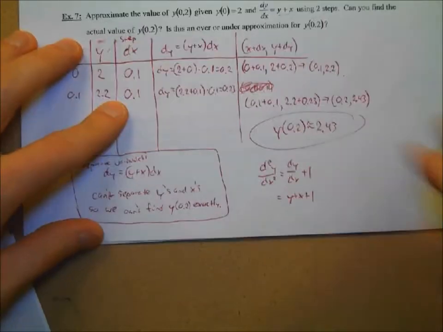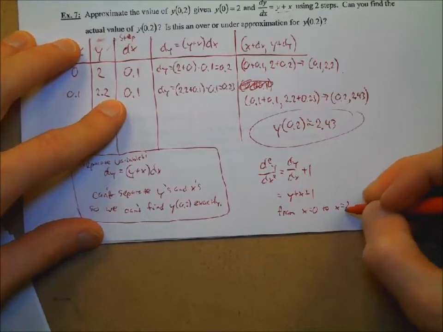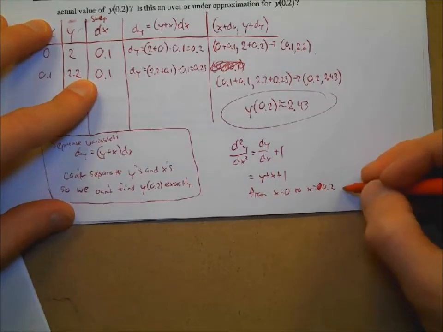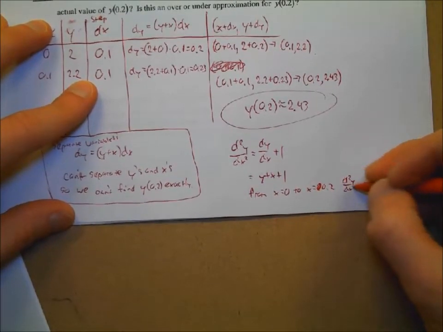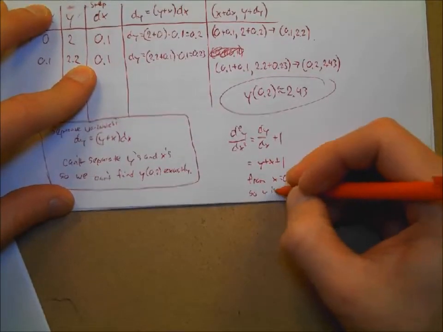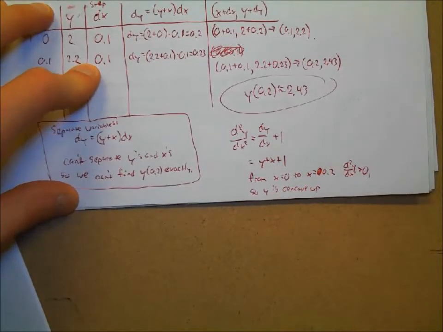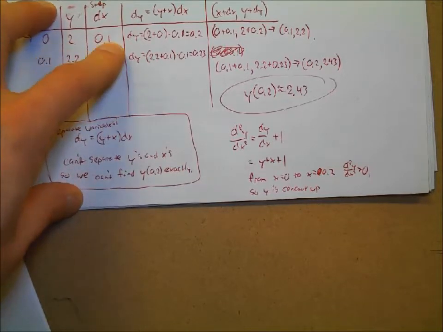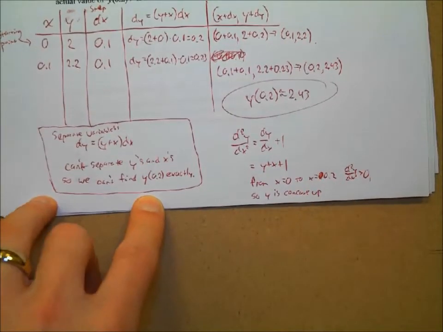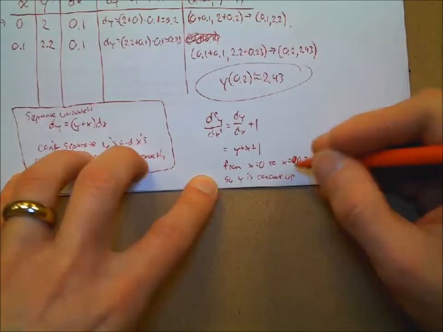Okay, so from x equals 0 to x equals 0.2, d squared y over dx squared is greater than 0. So y is concave up. Right, since our second derivative is greater than 0, y is concave up. And so then we would expect our approximation to under or overestimate. Underestimate, okay?